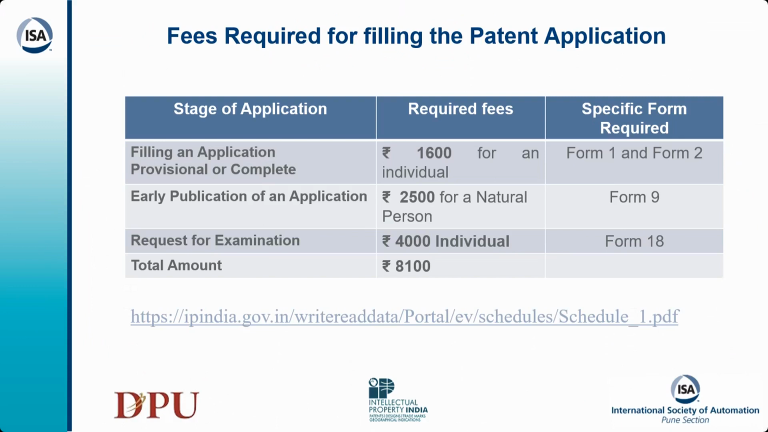That means if you want to file the complete patent, including your early publication and examination, it will cost around 8,100 rupees. And most of the students are not aware of that. Most of the people are not aware of that. They go to the agents, but you can do it on your own. Once you know the process, I'm going to touch upon how to write that application and what the important facts about that are. We are going to cover it in the same session.